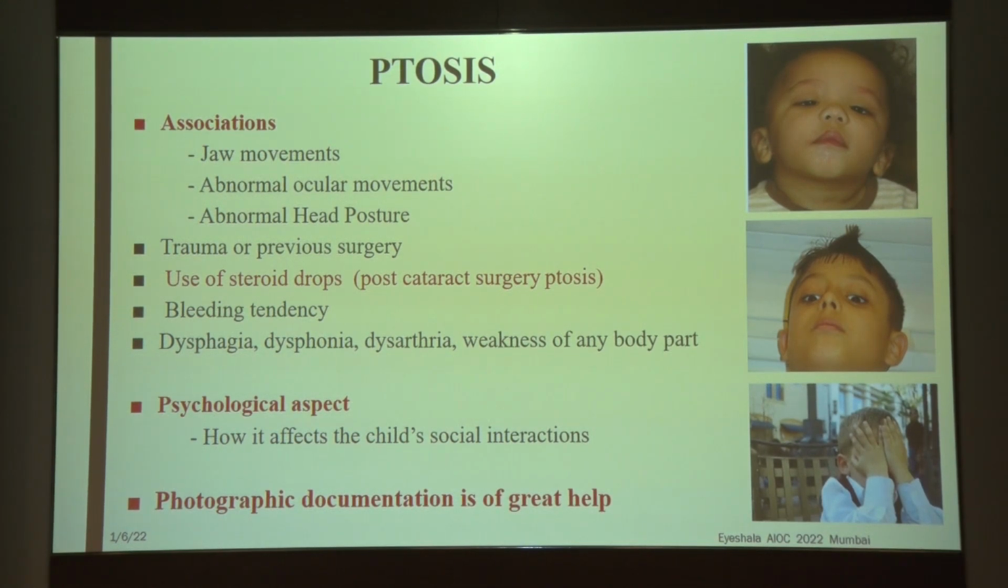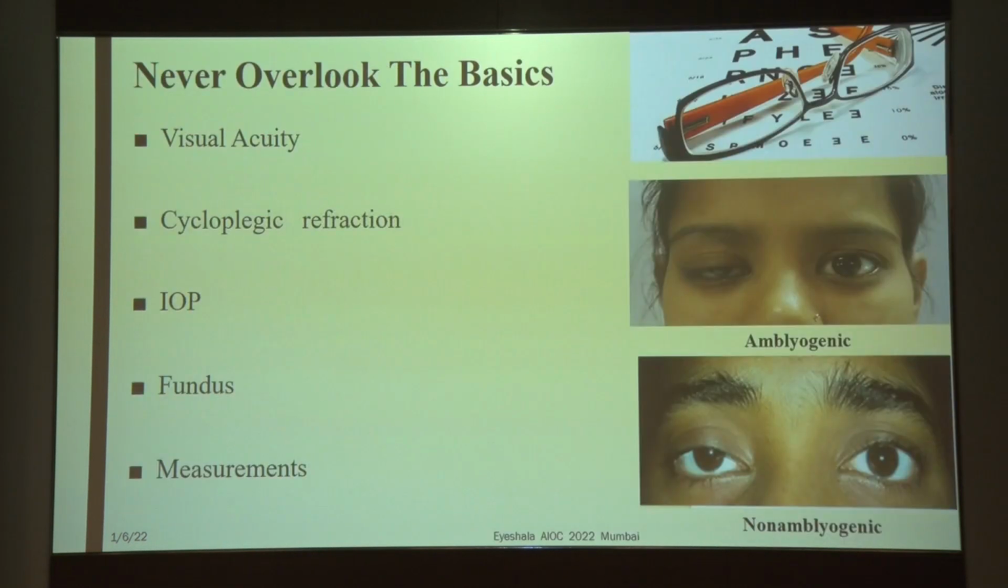And some are very casual, so they go on for a longer period. So psychological impact is one factor. And again, the photographic documentation. Ask the parents to get the photographs. If they're adult, they can show you their photographs. Nowadays, we have so good access to photographs. You should have a documentation pre-op so that you are able to explain later on.